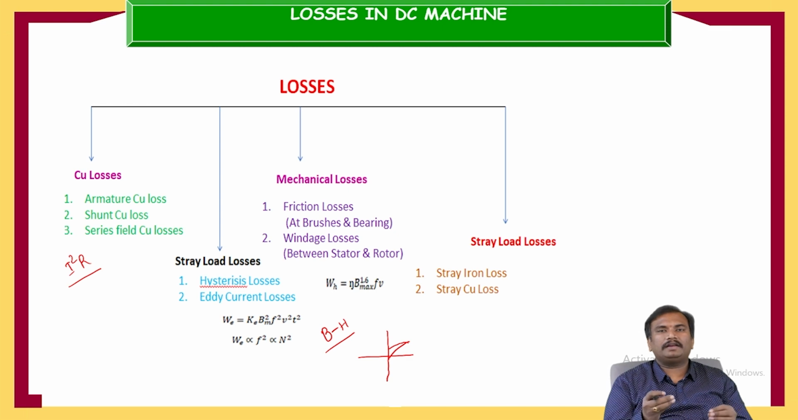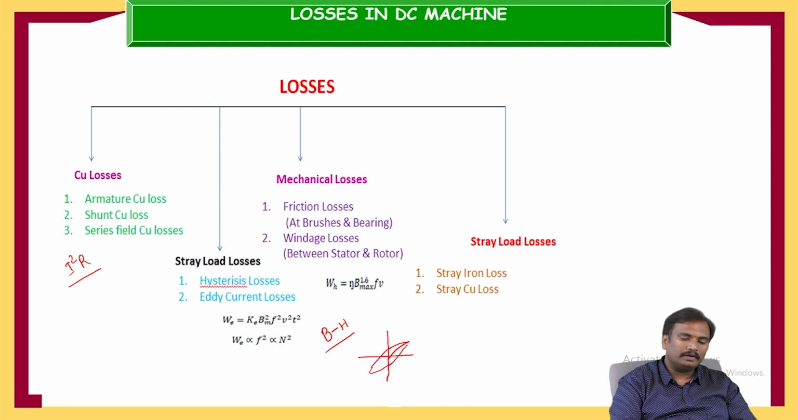If we play with a magnet with iron particles, after a certain time the iron particles also will have the property of magnetism. That is, they are going to attract other iron particles. So this is one of the examples. It takes some time to lose the magnetism. So this will create a loop between B and H.